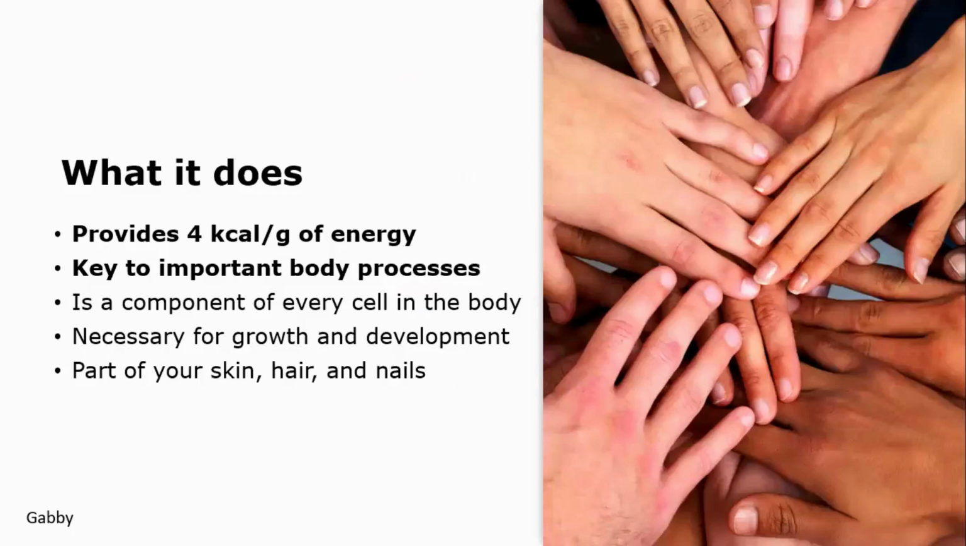So what does protein do within our body? Protein provides 4 kilocalories of energy per gram of protein, and it is key to important body processes. Protein is a component of every cell in the body, and it is necessary for growth and development. So think of your skin, your hair, and your nails. Every part of your body contains protein, and that's why eating protein is key to keeping up with those functions that we talked about earlier.